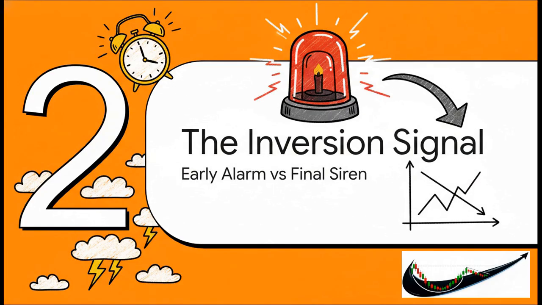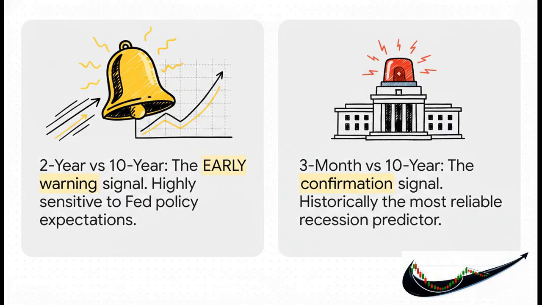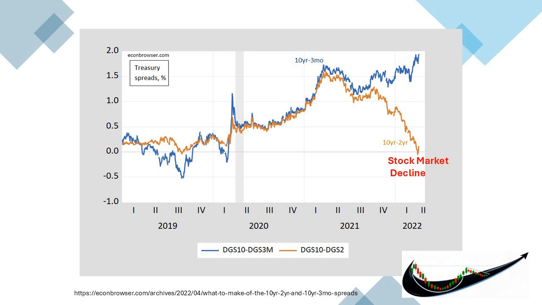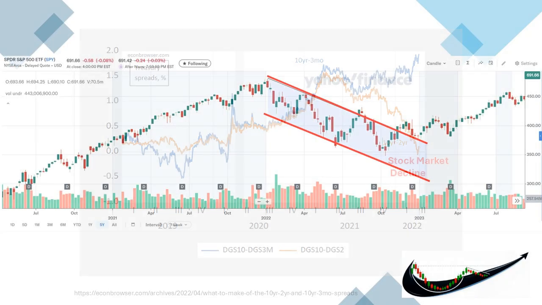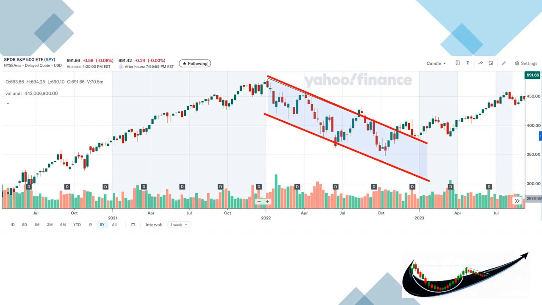Now, let's dig a little deeper into that warning signal, because it turns out not all inversions are created equal. You gotta know how to tell the difference between an early alarm and the final siren. Traders absolutely love watching the difference between the 2-year and the 10-year yields. It's like the early warning system. It reacts super fast to what the market thinks the Fed is gonna do next. But the Federal Reserve itself and a lot of serious economists put way more stock in the 3-month versus the 10-year spread. See, this one is less about speculation and more about the reality of what's happening with policy today. And historically, it's been the most reliable recession predictor we have.